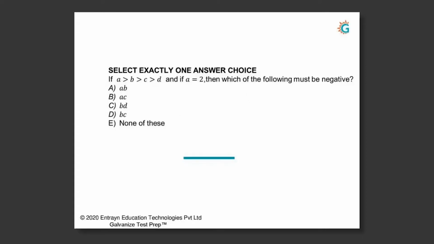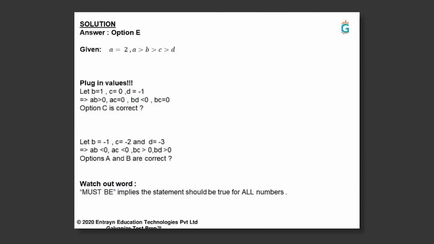Select exactly one answer choice. If A is greater than B is greater than C is greater than D, and if A is equal to 2, then which of the following must be negative? The options are AB, AC, BD, BC. Option E is none of these. The answer is option E, that is none of these. A is greater than B, greater than C, greater than D is given to you. A is equal to 2 is given to you. So the best way to do it is here.